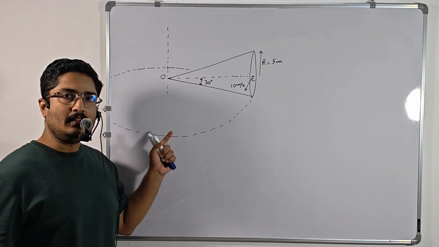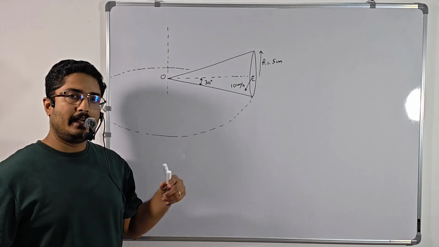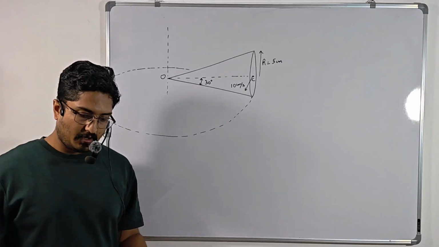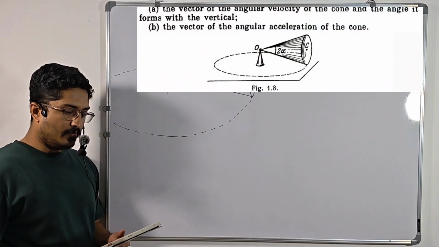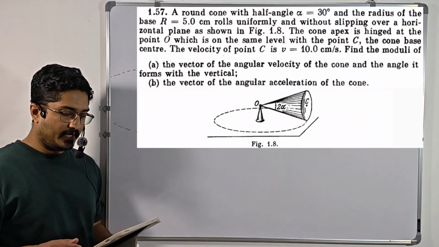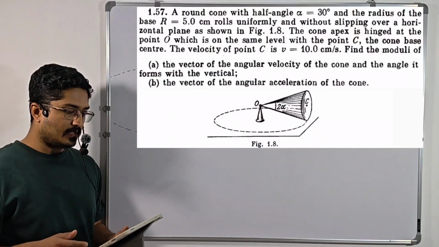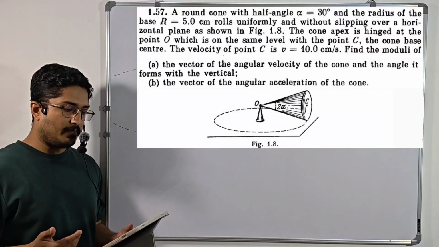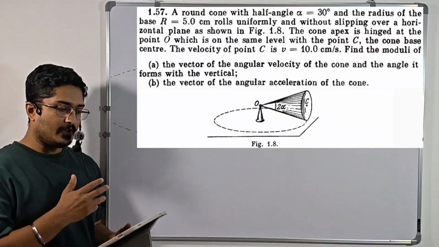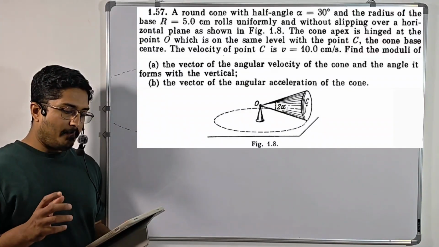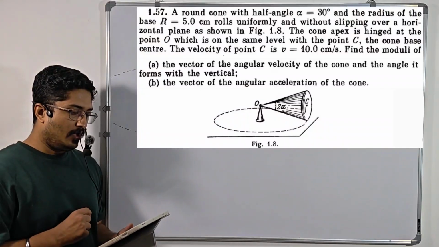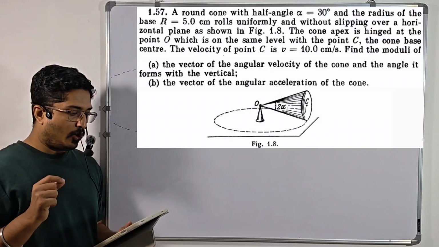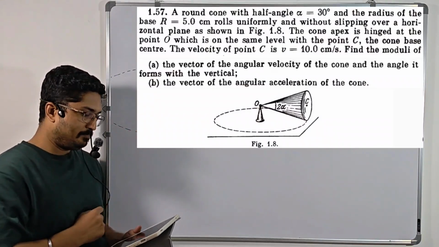I've already taken the privilege of drawing the diagram so that later on when we start solving the question it becomes easier and less time consuming. So let's look at the question first. A round cone with half angle alpha equal to 30 degrees and the radius of the base r equal to 5 centimeter rolls uniformly and without slipping over a horizontal plane as shown in the figure. The cone apex is hinged at the point O, which is on the same level with the point C, the cone base center. Okay, that's the point C.